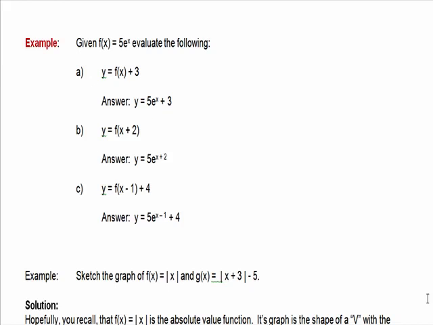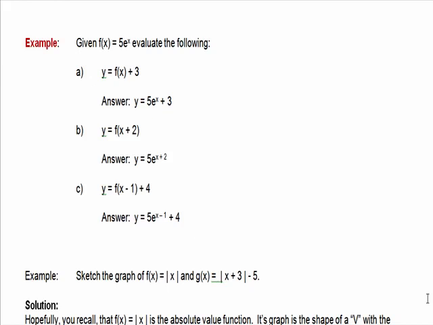Let's now take a look at a couple of other examples. Suppose I'm given the function f of x equals 5e to the x, and I'd like to rewrite or evaluate the following. F of x plus 3. Well, all I really need to do is take my original function, 5e to the x, and add 3 to it. So I get 5e to the x plus 3. If I were graphing this, I would first graph 5e to the x, and then the plus 3 would say shift that whole graph up 3 units. So I would take the first graph, shift it up 3 units.